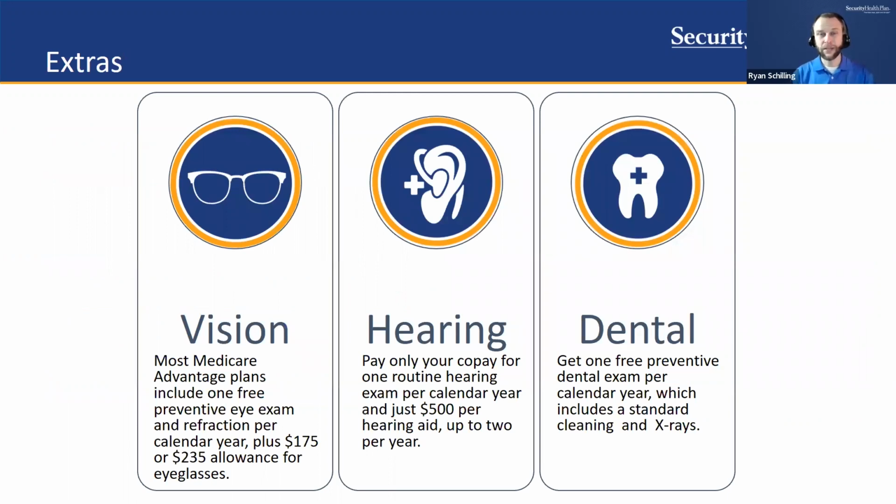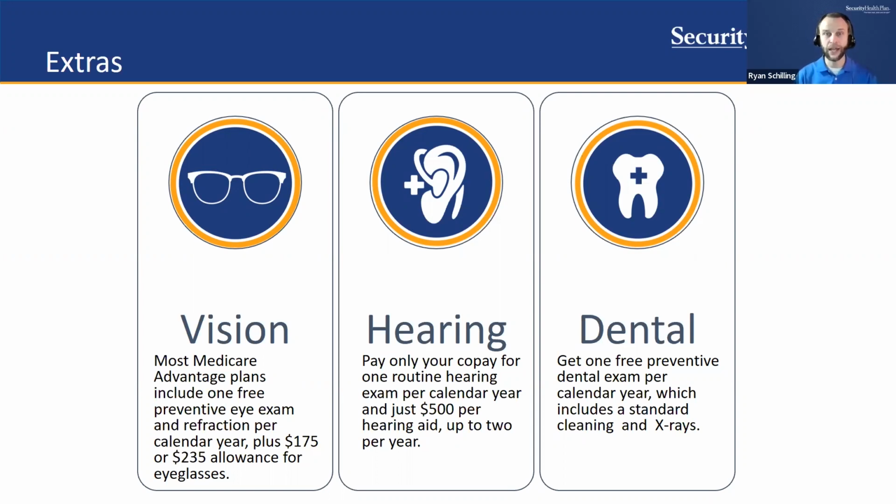Also on our Medicare plans, original Medicare doesn't cover much in terms of glasses, hearing aids, dental, anything like that. So on our Medicare Advantage plans, we have extra benefits besides just copay and deductible and whatever else. We have a vision stipend. So we have one eye exam covered at 100% per year, but we also give you $175 or $235, depending on your plan, towards a pair of glasses.